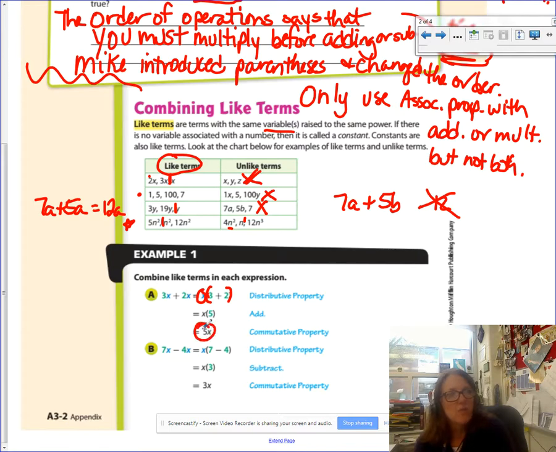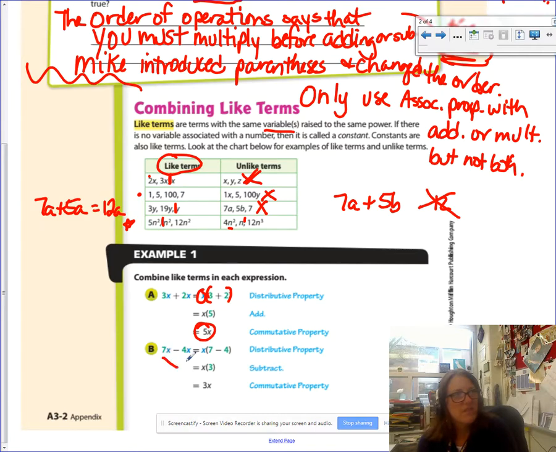Now, normally when we write this, we usually put the constant or just the plain number part, also called the coefficient. We put that number in front, okay? 3x plus 2x can be combined into one term, 5x.